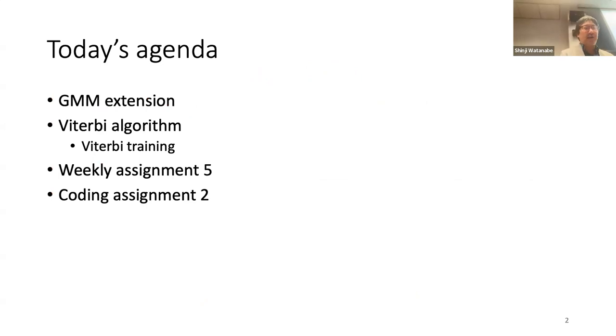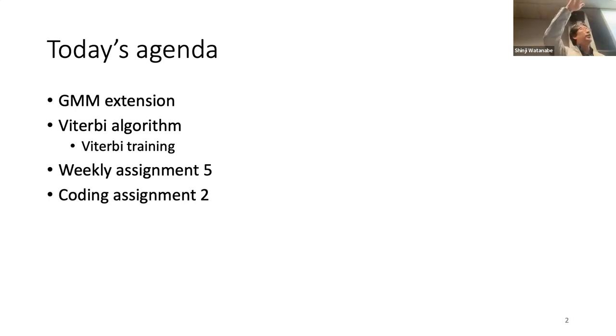Today, the discussion is mostly shallow. First I will explain the GMM extension, but the way we extend the GMM is quite straightforward. So I will mostly brush over the overview of how we do that, since the formulation and algorithm are almost the same, and I will explain how it is different. Another important algorithm is the Viterbi algorithm, so I will also spend time to explain it.